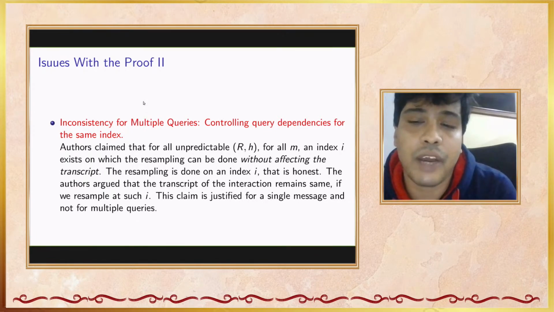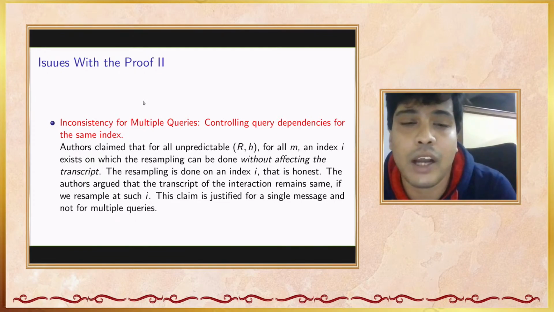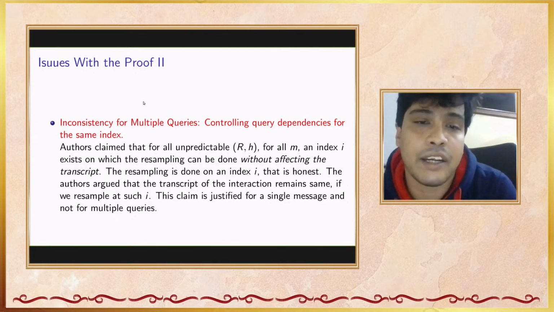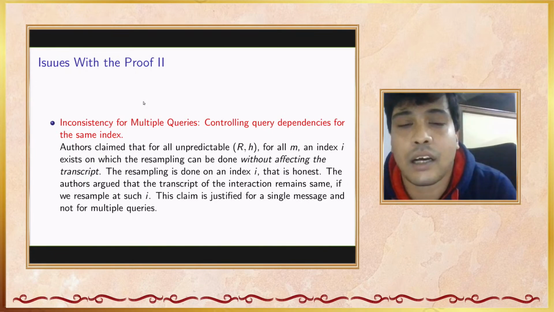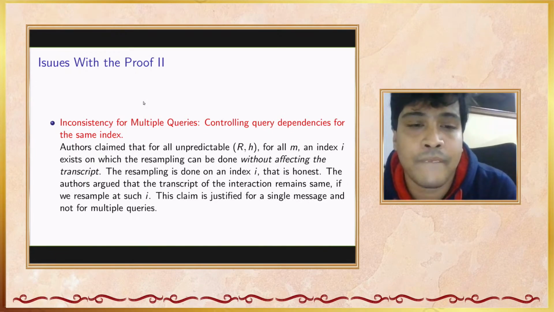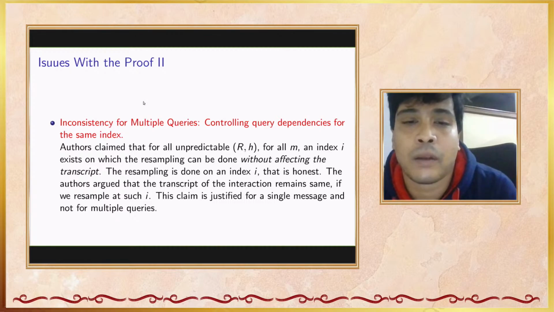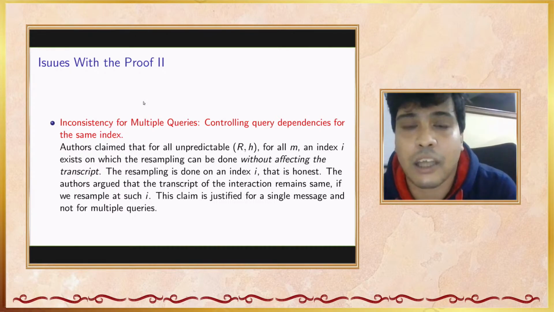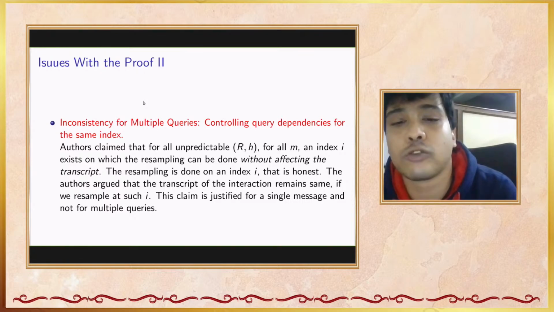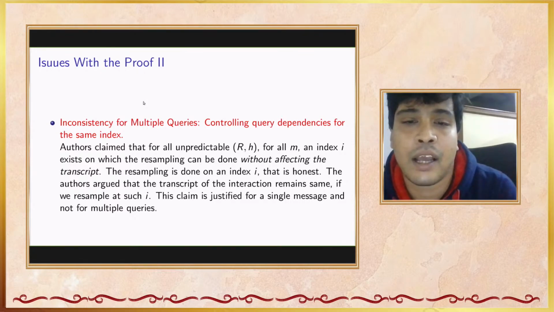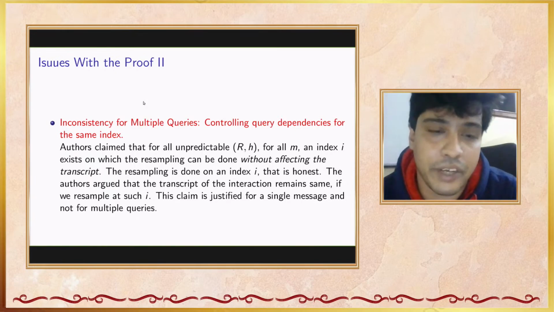But this claim is justified for a single message and not for multiple queries. We can make batch queries of the type M and M plus all one strings. In that case, the subverting algorithm can always query M plus one for M. While answering the queries for G of M plus 1, those values will already be previously fixed, and that case has not been addressed.